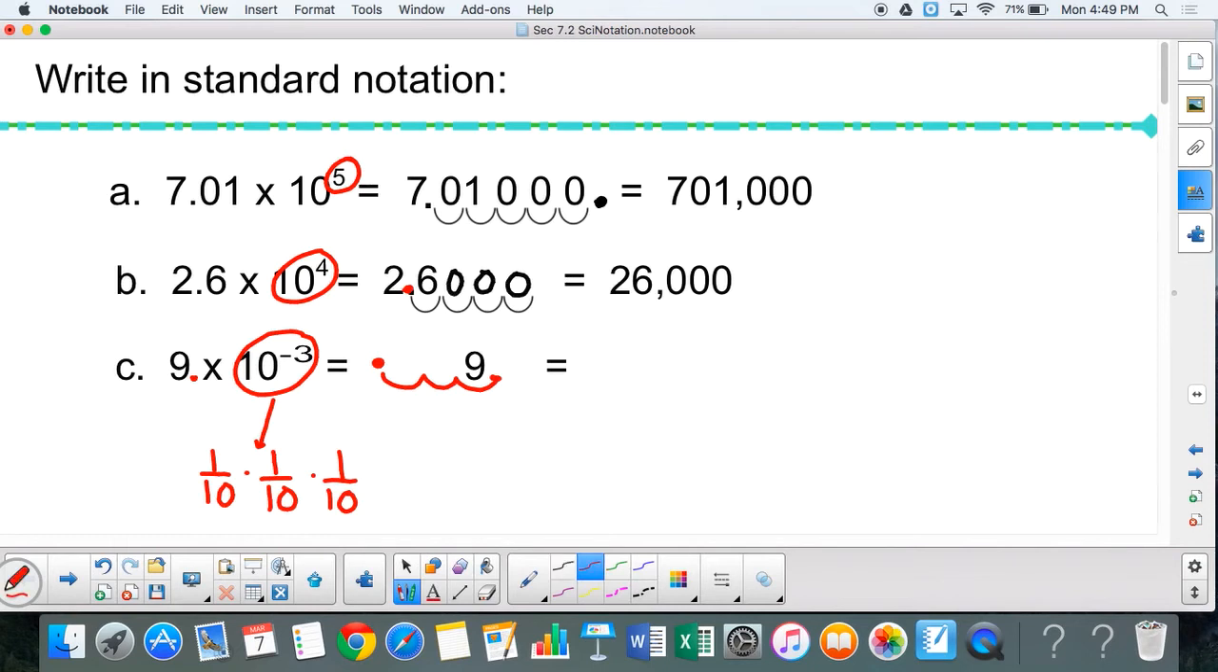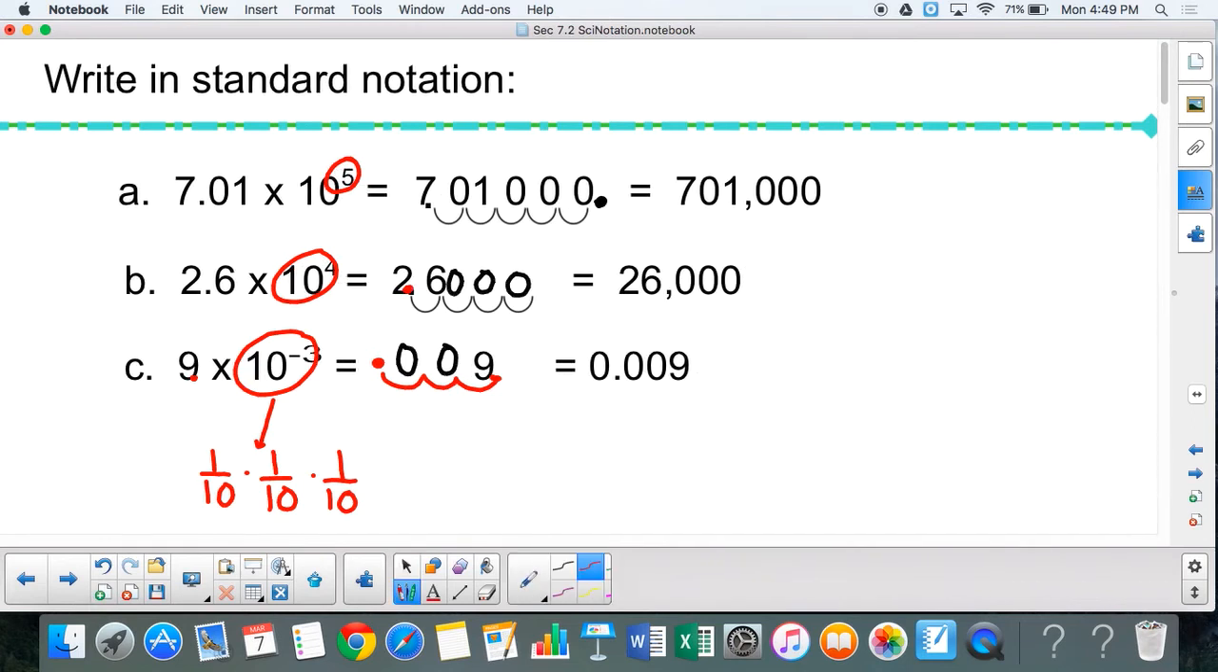I fill in these gaps with zeros, but don't leave this as your final answer. Always put a leading 0 in front of your decimal point. It just makes your answer clearer, and it definitively tells you where the decimal point is. It doesn't get lost or forgotten about. So please put that leading 0 in front, and that's your answer in standard form.